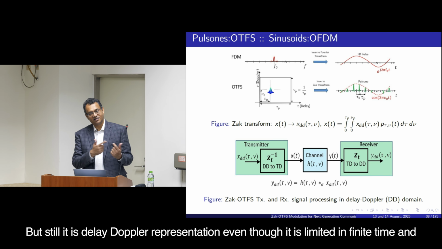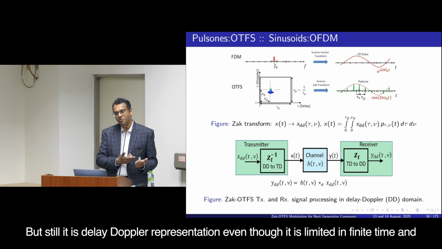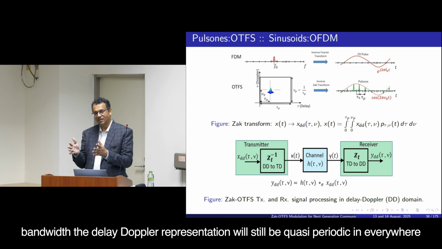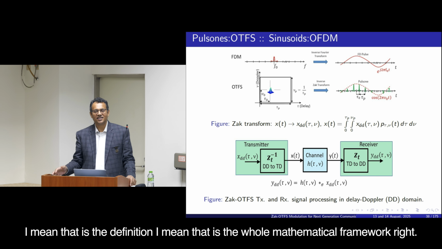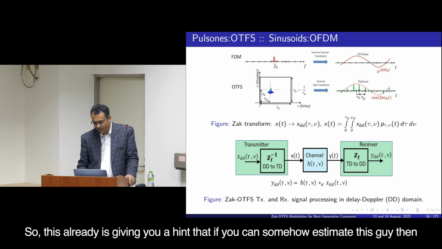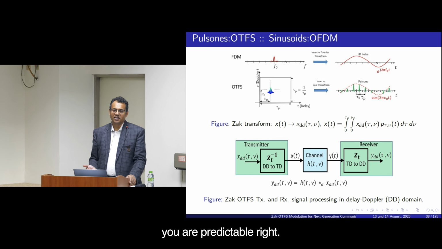But still, its delay Doppler representation, even though it is limited in finite time and bandwidth, will still be quasi-periodic everywhere. I mean, that's the definition, that's the whole mathematical framework, right. See, this already is giving you a hint that if you can somehow estimate this, then you are predictable, right.